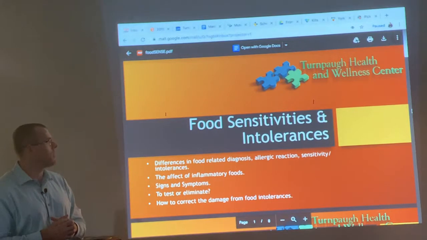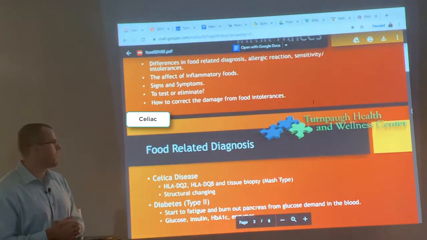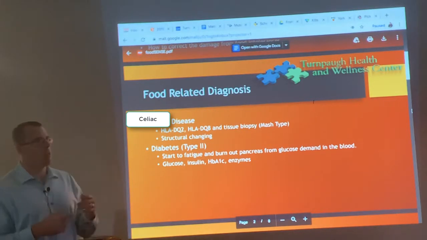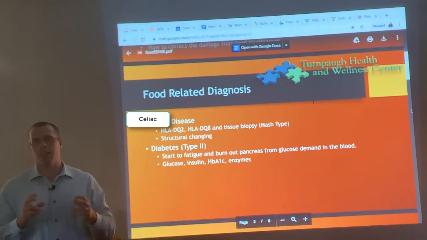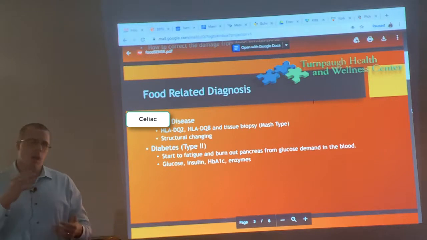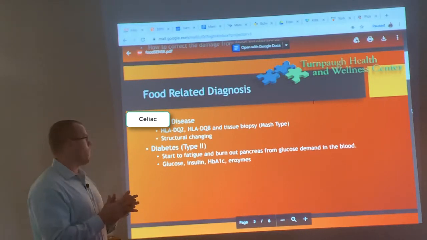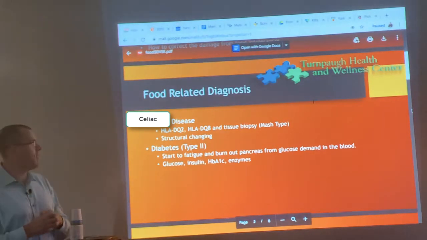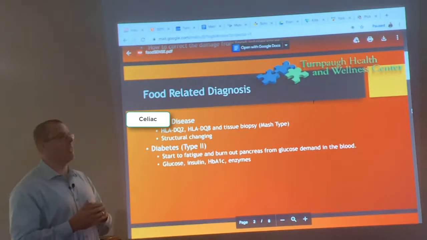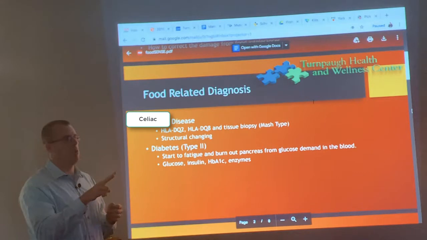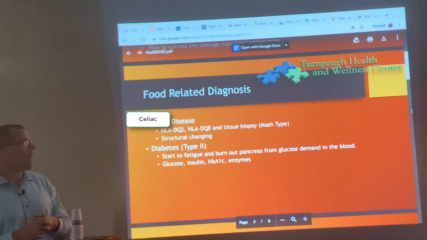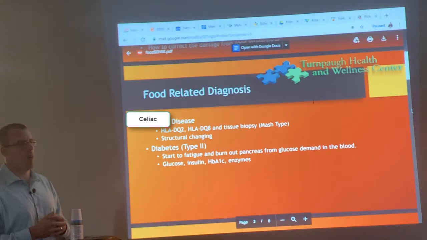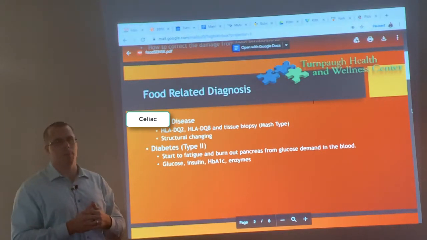So food-related diagnosis here. This is when we get into more of the disease-related conditions. More commonly, the two big ones here are going to be celiac disease, obviously, which is with a gluten sensitivity, and typically diabetes, specifically type 2 diabetes, which is developed throughout life through basically sugar exposure or high glucose levels for chronic periods of time.